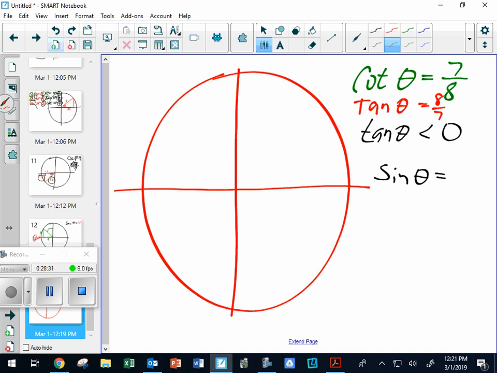And then you got to figure out, wait a minute, tangent, uh-oh. You're right, sorry. I can't say tangent is negative. I can say sine is negative. My bad.